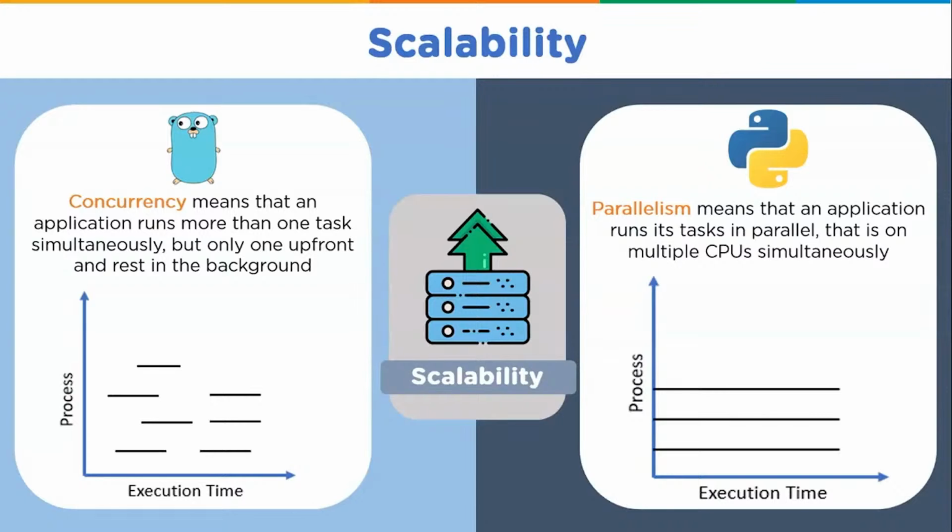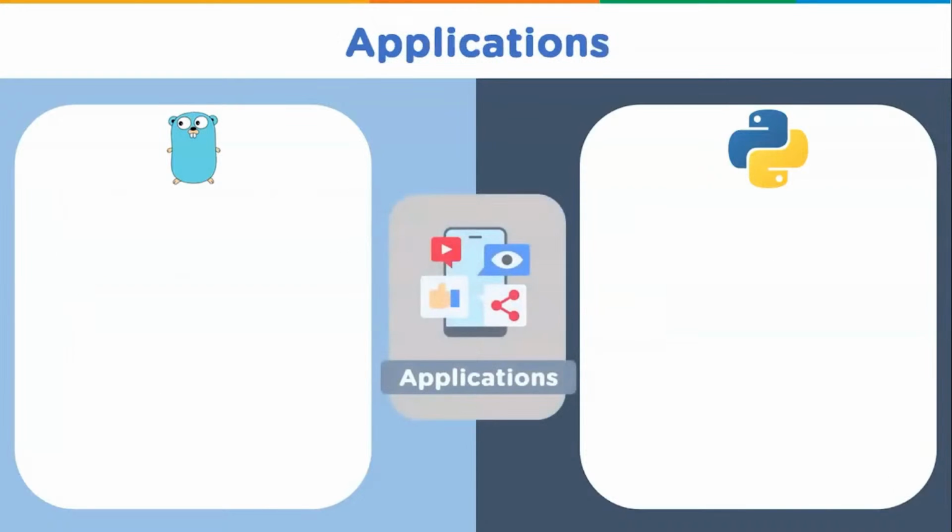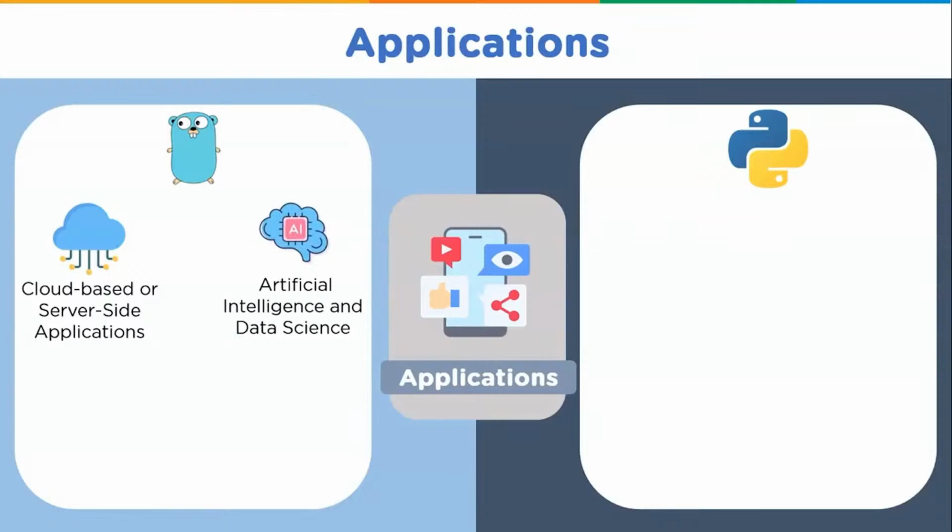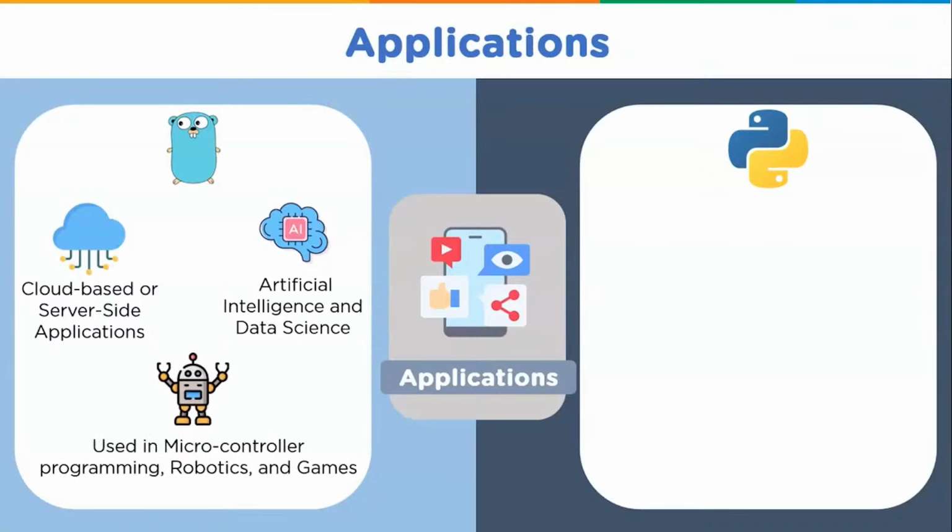Let's move ahead and compare these two languages based on their applications. Golang is mostly used for systems programming. Due to its inherent support for concurrency, Golang has also found ample use and acceptance in cloud computing and cluster computing. Golang has also seen a lot of recognition and use in artificial intelligence and data science. Due to its powerful and easy to use libraries, Go can set up a web server in a matter of seconds. Go is also used in microcontroller programming, robotics, and games.